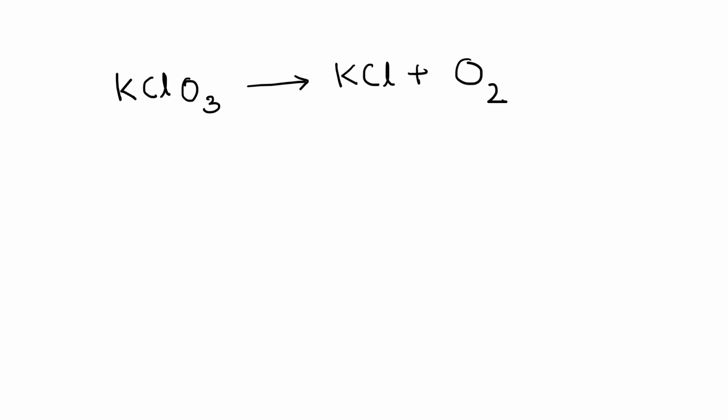Let's see another one. This is potassium chlorate, KClO3. When heated, I'm not writing any physical state or any other symbol right now. We are only focusing on the balancing of the chemical equation. Later we'll write all the rest of the things. So it forms potassium chloride plus oxygen.